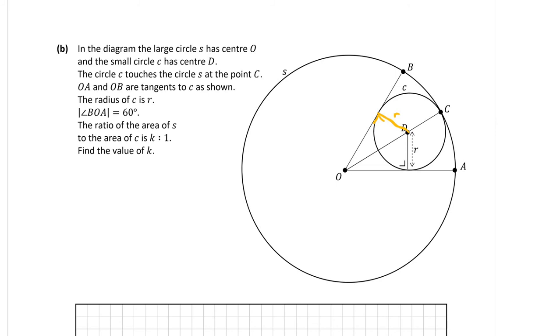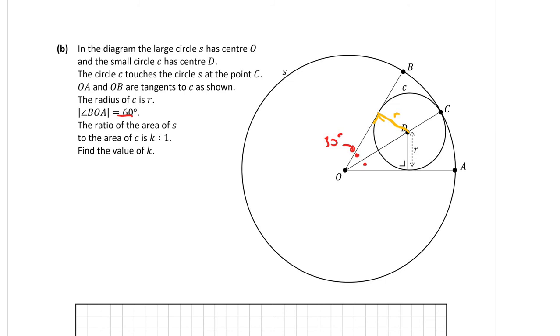So here we've created two congruent triangles. We know that if OR and OR are the same distance there, then these two angles must be the same. And if BOA is 60, each of these must be 30 degrees.